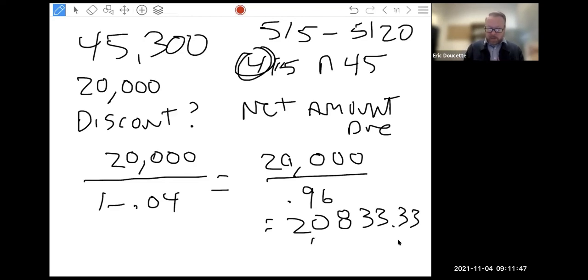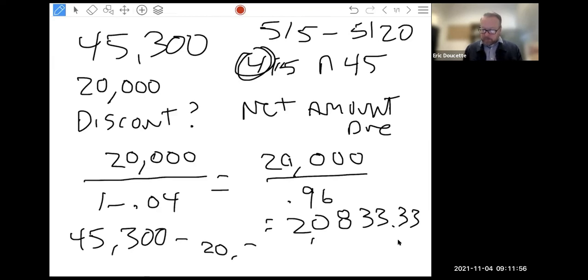So basically, you would then take your 45,300 and subtract the 20,833.33. So we will take that, 45,300 minus 20,833.33, equals 24,000.